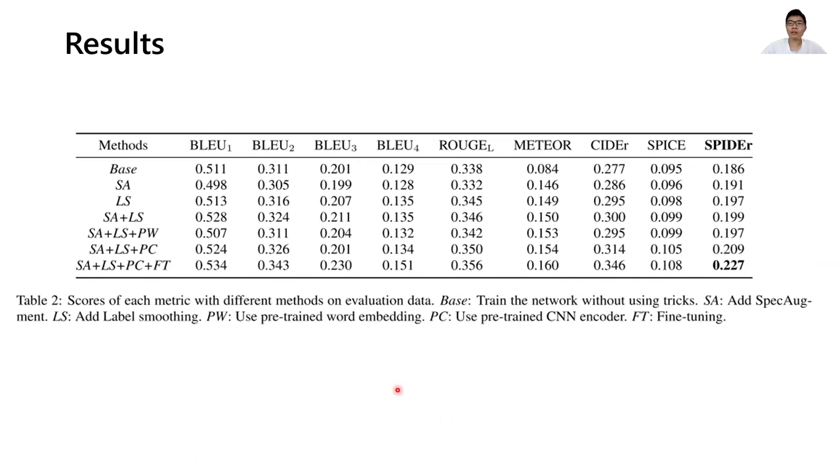This table shows the validity of the tricks and the methods in the proposed system. Method base is the model without using tricks. Method SA adds SpecAugment for data augmentation. Method LS uses label smoothing to prevent overfitting. Method PW adds pre-trained word embedding obtained through word2vec. And method PC uses the pre-trained CNN encoder obtained through the multi-label classification task. Method FT is to fine-tune the model with a small learning rate. Look at the last column of the table. Most methods used can improve the SPIDEr scores.